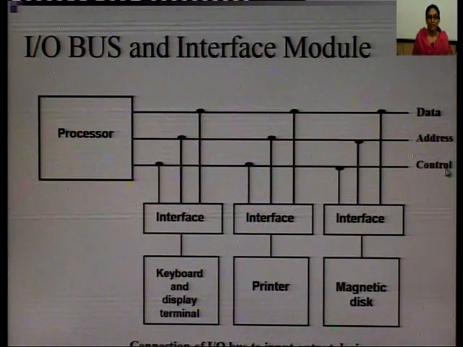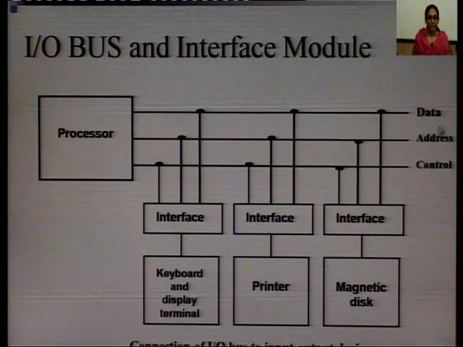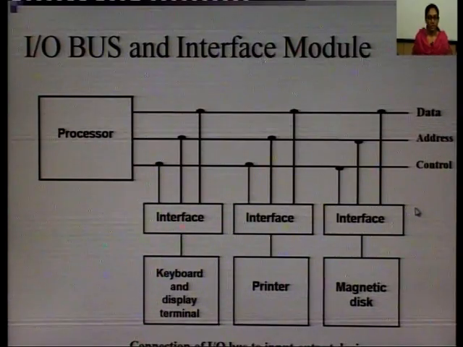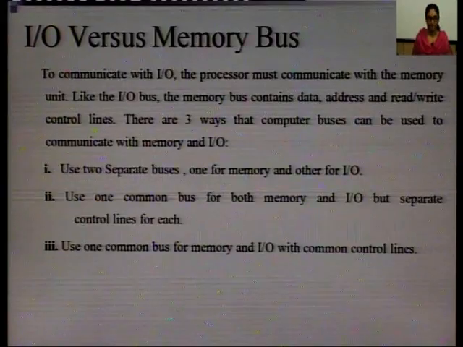So there are three kinds of lines, that is data, address and control lines. These are the lines which are used here. So this is the diagram of the connection of the input output bus to the input output devices.